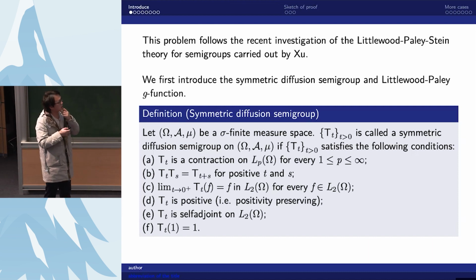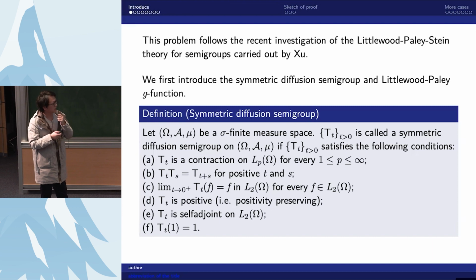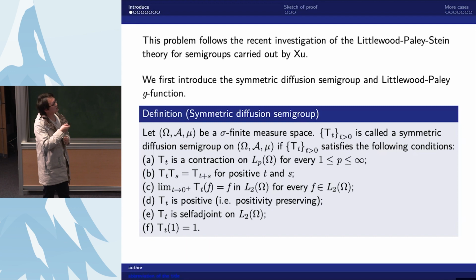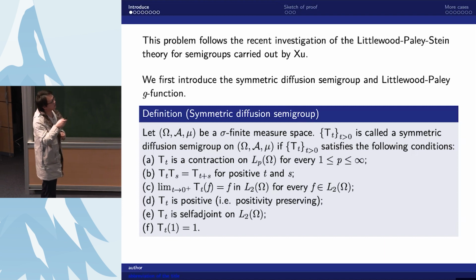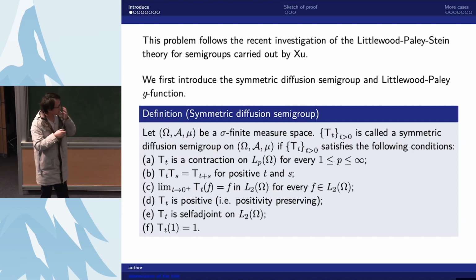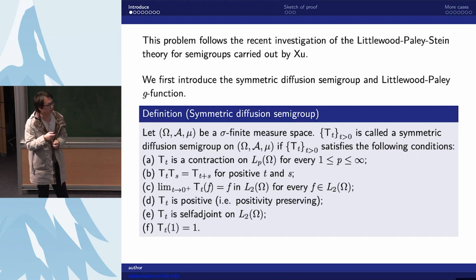Condition E means that T_t is self-adjoint on L^2. This is also why this kind of semigroup is called a symmetric diffusion semigroup. The condition is the symmetry. Condition F is the Markovian property.